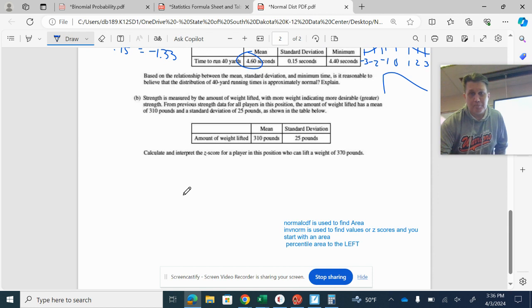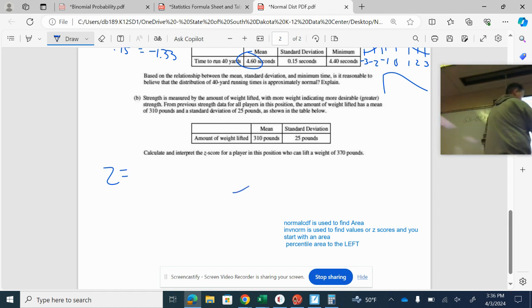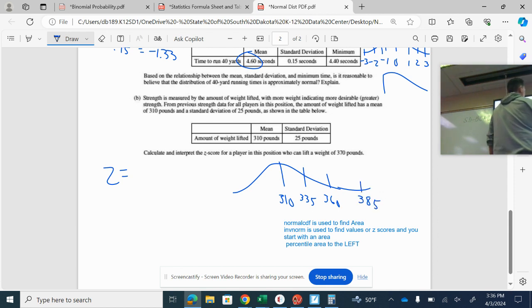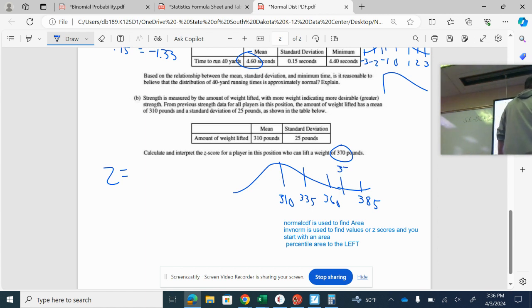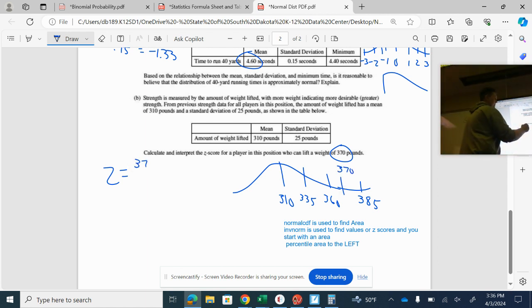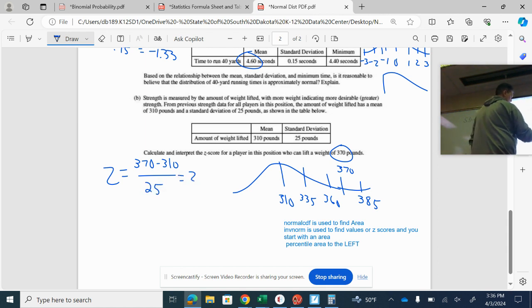Okay, now the last one is just a basic z-score question. It says strength is measured in the amount of weight lifted. Okay, we've got a mean of 310, standard deviation of 25. We have a person who lifts 370 pounds. Well, they're at 2 point something. So let's do their z-score. Remember, always subtract the mean. Okay, how do I interpret this?